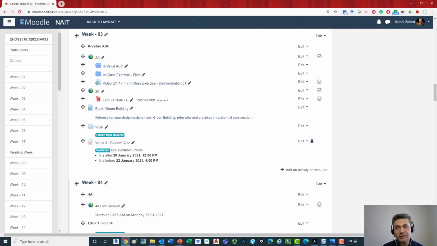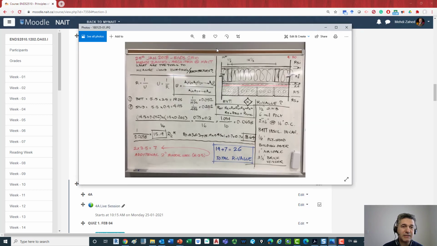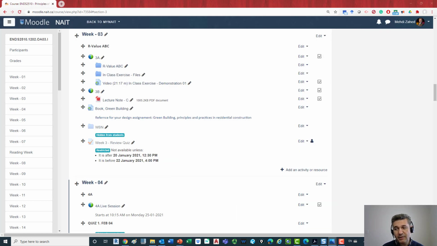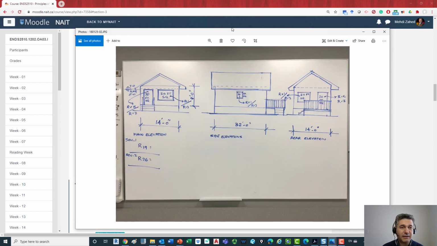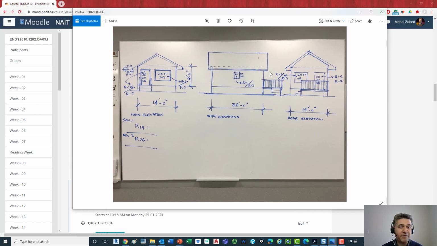The first demonstration I provided discussed the solution for this problem, and I taught you how to do the R-value calculation. However, when the building includes different walls and windows and all that, the R-value you learned in the first demonstration is not always the solution for the total R-value.